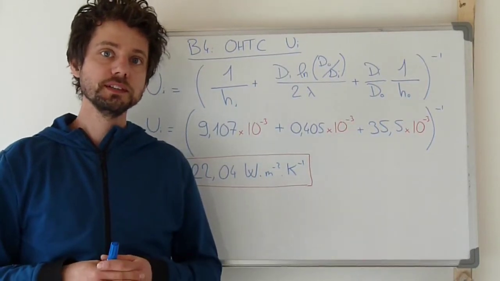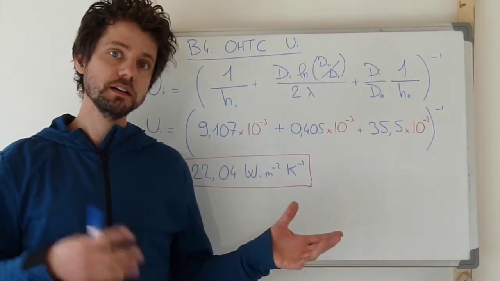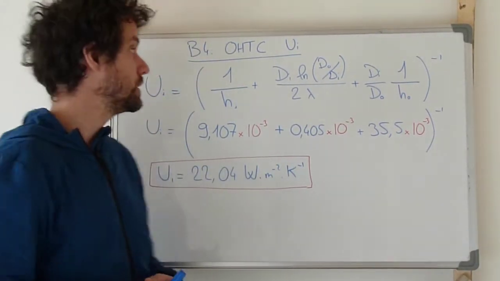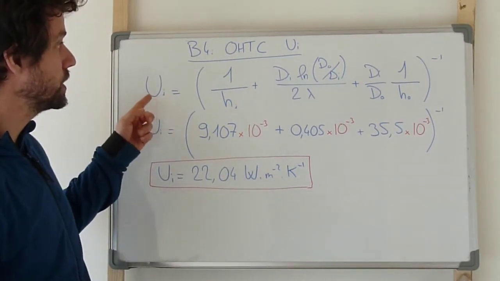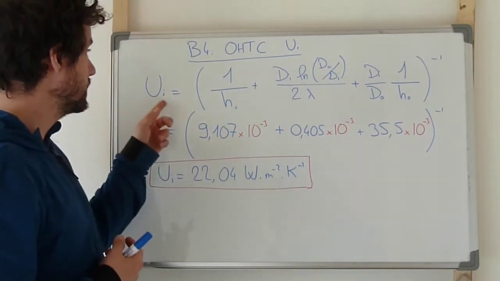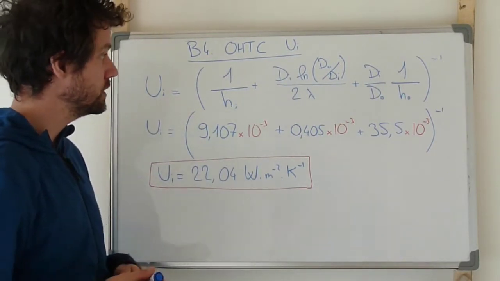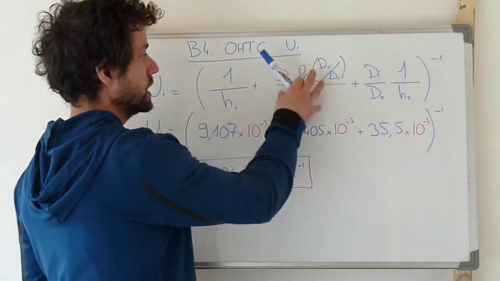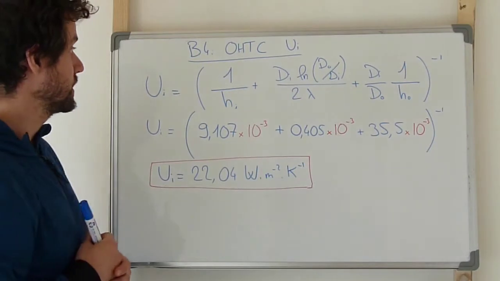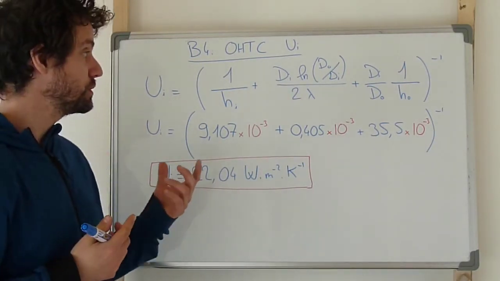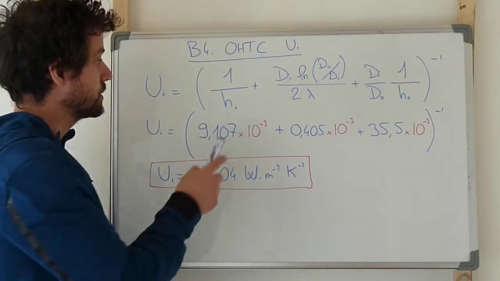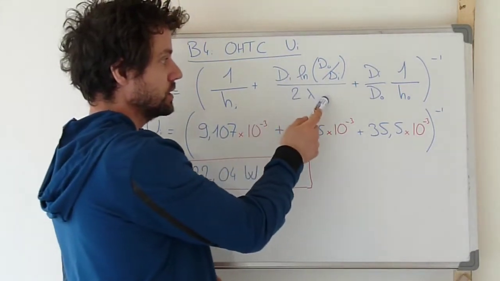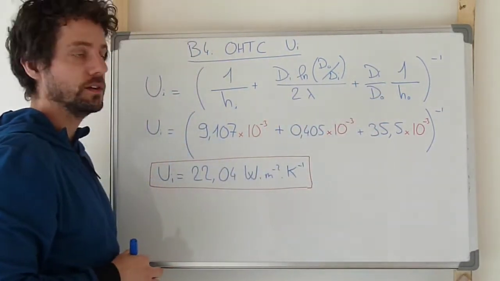Now that we know the convective heat transfer coefficients in the inner and outer side of the pipe, we can calculate the overall heat transfer coefficient. As a recall, we have been expressing before the inner overall heat transfer coefficient, and in this coefficient we find three different terms that correspond respectively to the inner convection resistance, conductive resistance, and outer convective resistance.